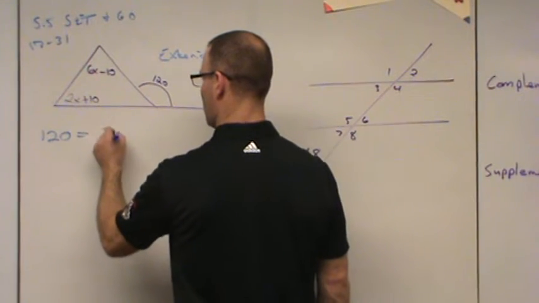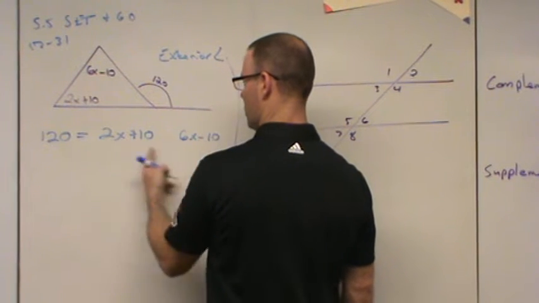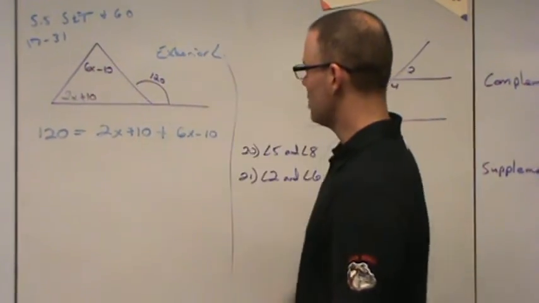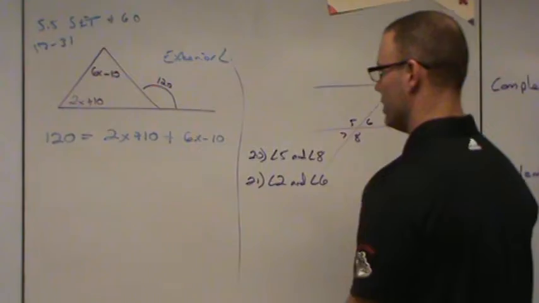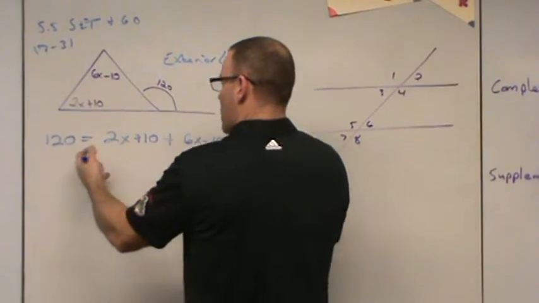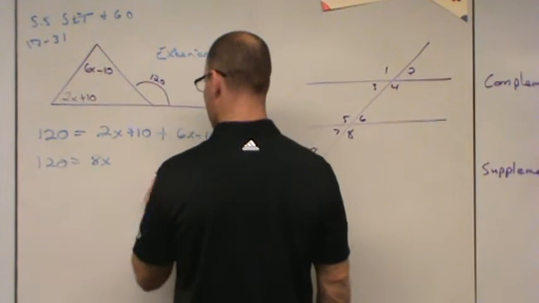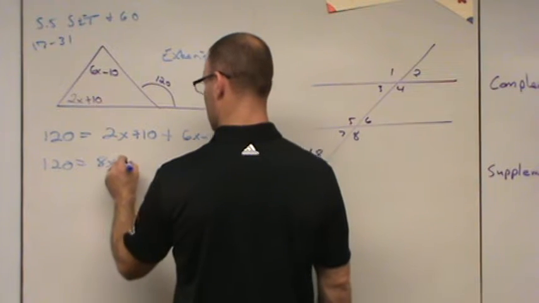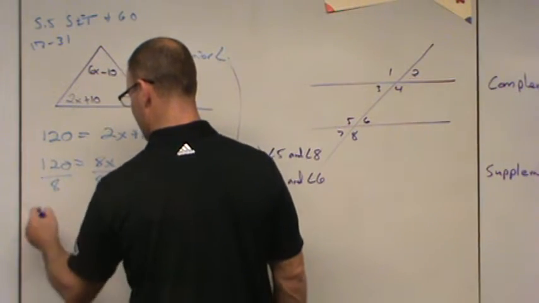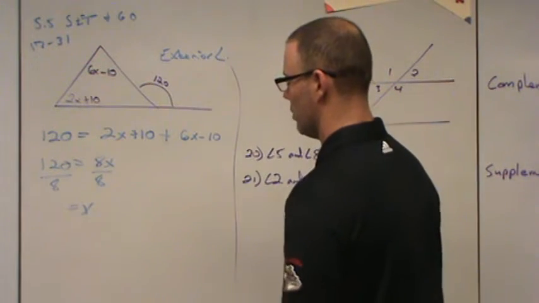Sum meaning add. What do I do with 2x plus 10 and 6x minus 10? I add them together. The sum of those two is equal to the exterior angle, and that's always. And now we've created the problem. Our verbiage has created a problem for us. So 120 is equal to 8x. 10 minus 10 gives me 0, so I can just say 8x. I'm going to divide by 8 to finish this off, and x is going to be equal to, well, how many times will 8 go into 120?